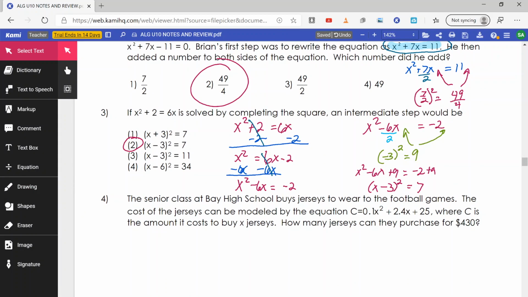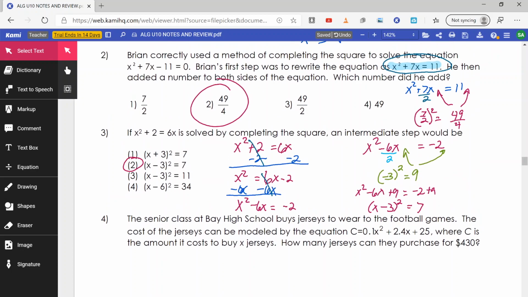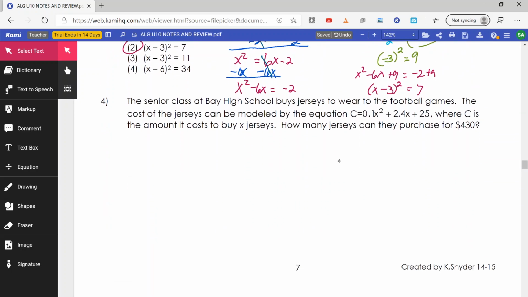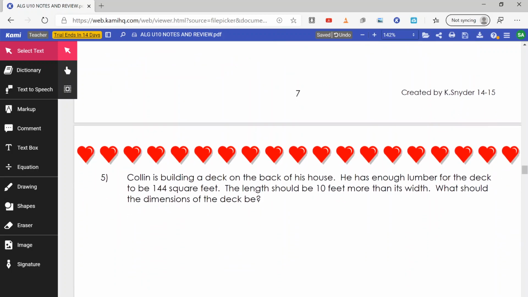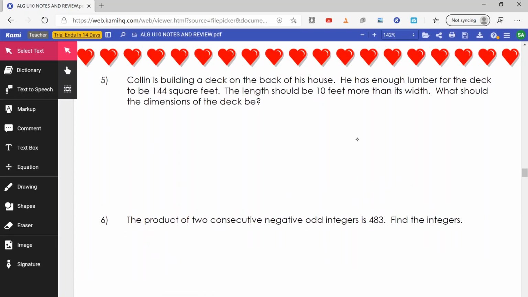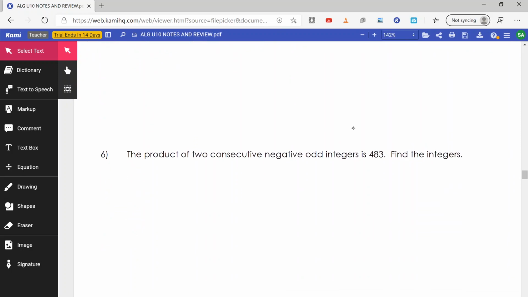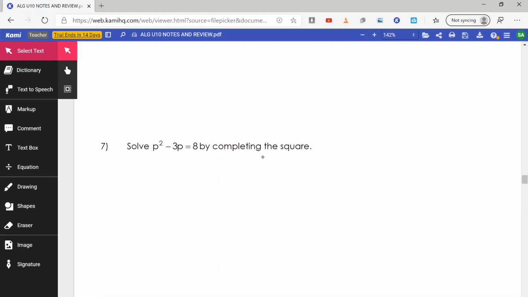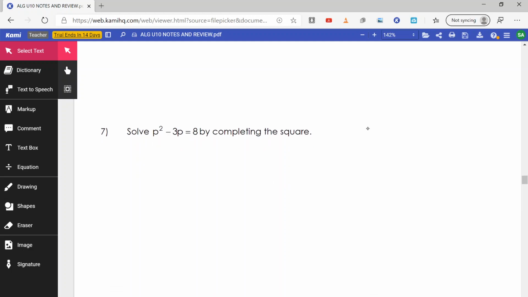So we can use completing the square to answer multiple choice questions. Sometimes we have to go a little bit further than others. Sometimes we don't have to go very far. Now, the next few are kind of review questions based on what we've done before, and we are going to actually skip to number 7: solve p squared minus 3p equals 8 by completing the square.